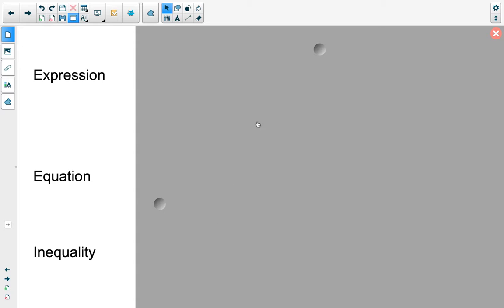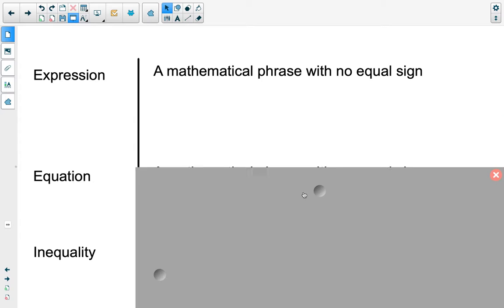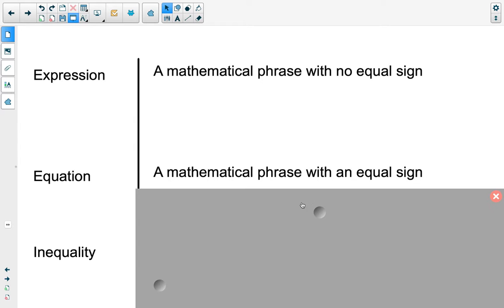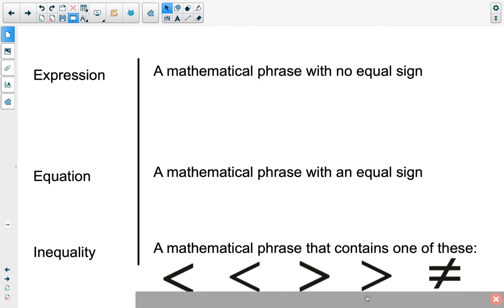So just review some quick vocabulary. You remember an expression is just a math phrase with no equal sign. An equation is a math phrase that has an equal sign. And our new one, an inequality, is a math phrase that contains one of these things.